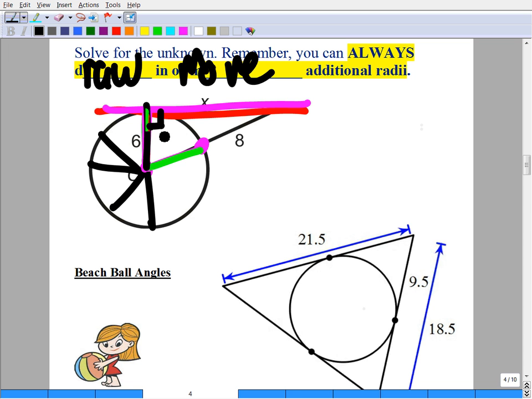Right angle at the edge. All right, take a look around here. We know that's 6. Warning, only from here to here is 8.